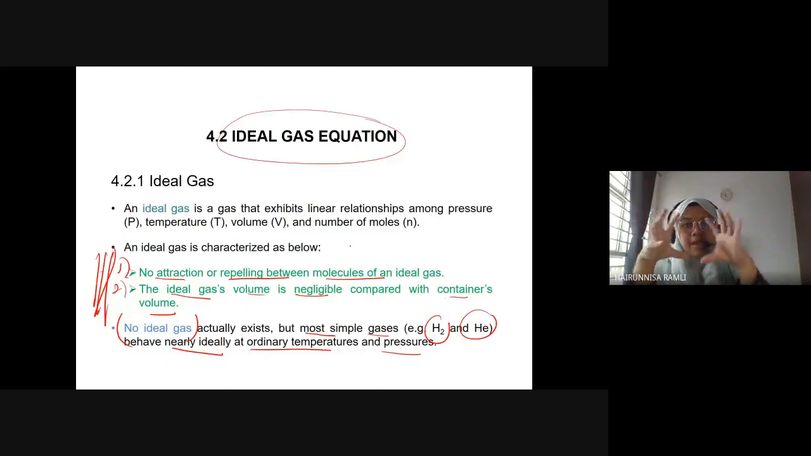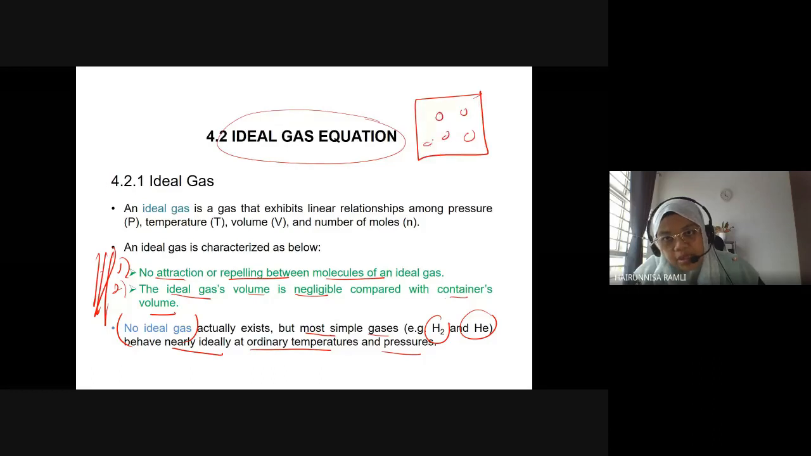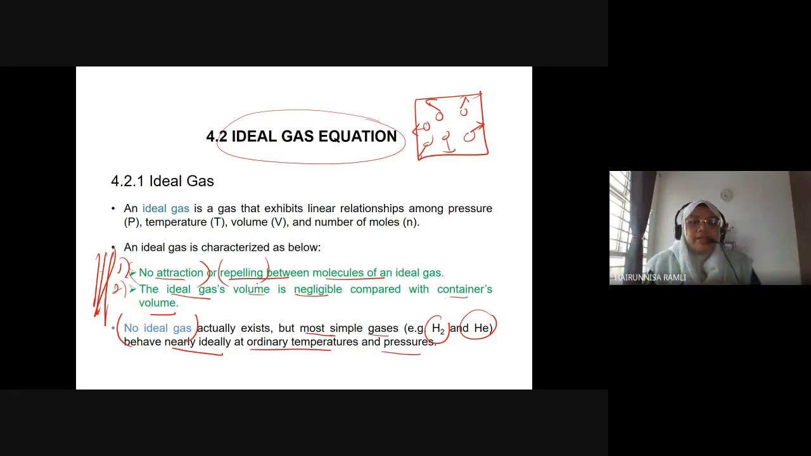Maksudnya kat sini, dalam satu container tu, okay, you ada satu container kan, lepas tu you ada gas dalam tu. So, gas ni, kalau you belajar tadi, kinetic energy ke apa tu, dia akan berlanggar dengan wall of container. Dinding-dinding container. Okay, itu ia. Tapi dia takkan ada attraction atau repel, attraction tak ada, repel pun tak ada between molecules, sesama molecules, tak ada. Okay, itu assumption untuk ideal gas lah. But kalau ada, dia dah jadi real gas. You akan belajar juga nanti real gas ni.